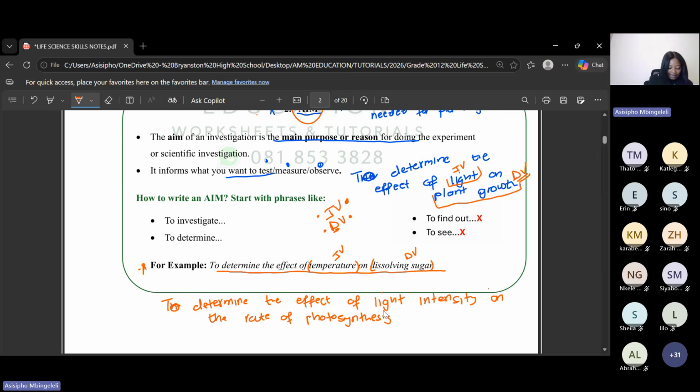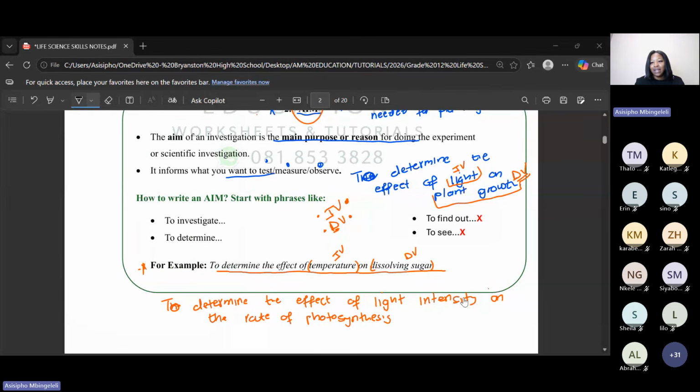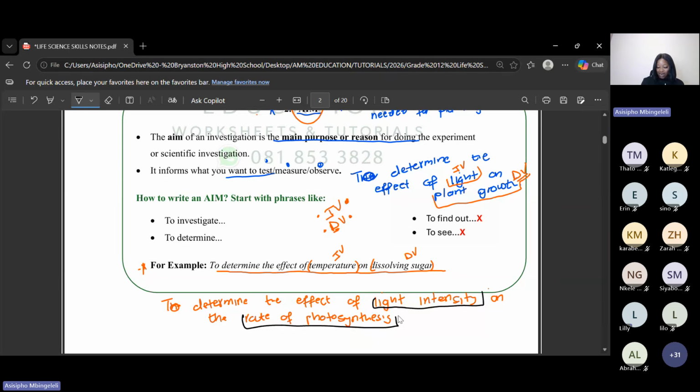Hands up in the air. I need someone to tell me the variables. I need someone else's hand to be up. Good evening, guys. Yes, I'm listening. Good evening, ma'am. It's Lily. Good evening. The light intensity is the independent variable, and the rate of photosynthesis is the dependent variable.